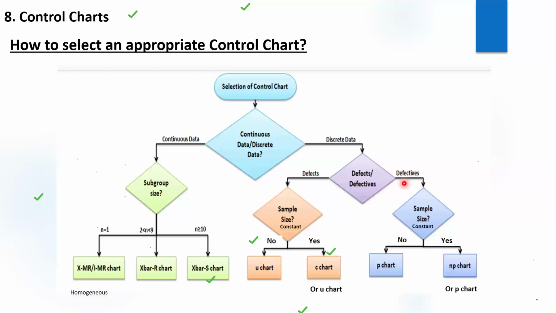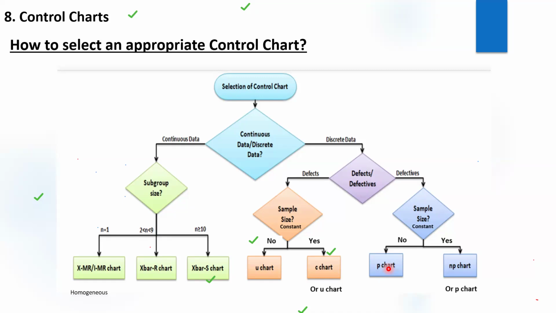Suppose you would like to do analysis on defectives. If your sample size is constant, answer is yes, use the NP chart. If sample size is not constant, use the P chart. So this is the diagram of how to select a control chart. Okay. So is that clear?